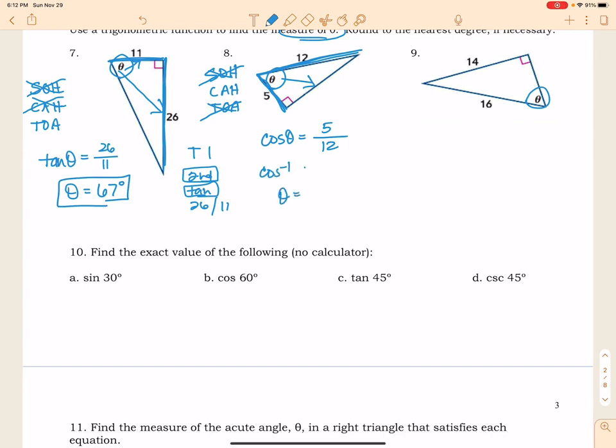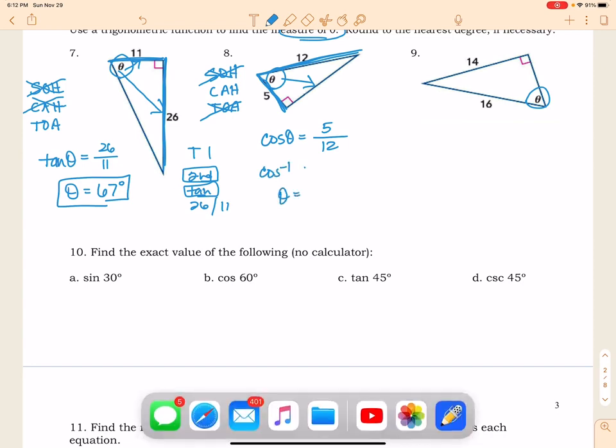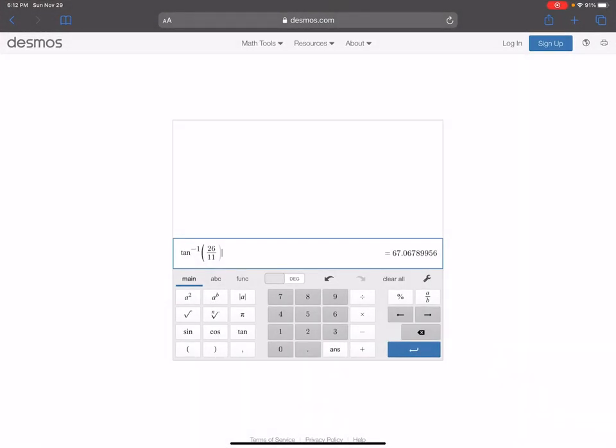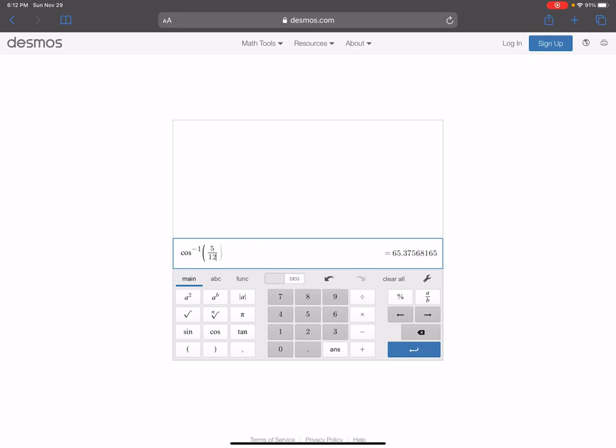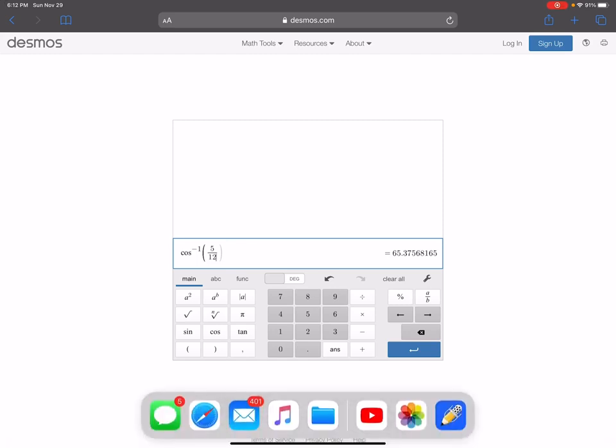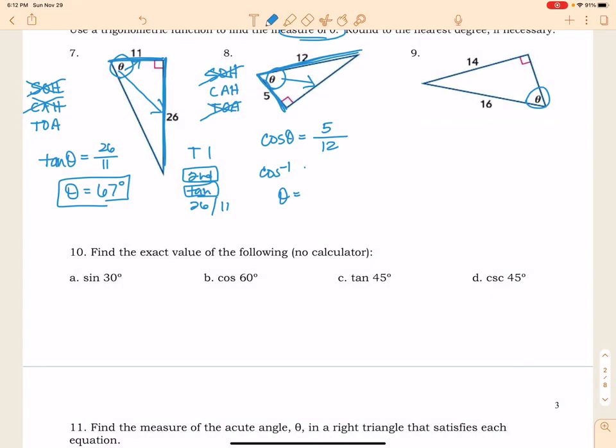So theta is going to equal, okay, I'm going to go back to my calculator, clear that, go to function, cosine inverse of 5 divided by 12, and that gives me 65.4 roughly, but it's angle measure, so I'm just going to round it to a whole degree. 65 degrees, there we go.